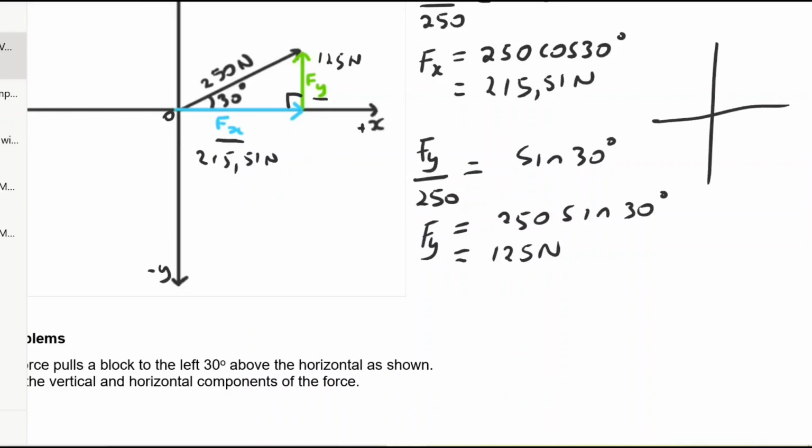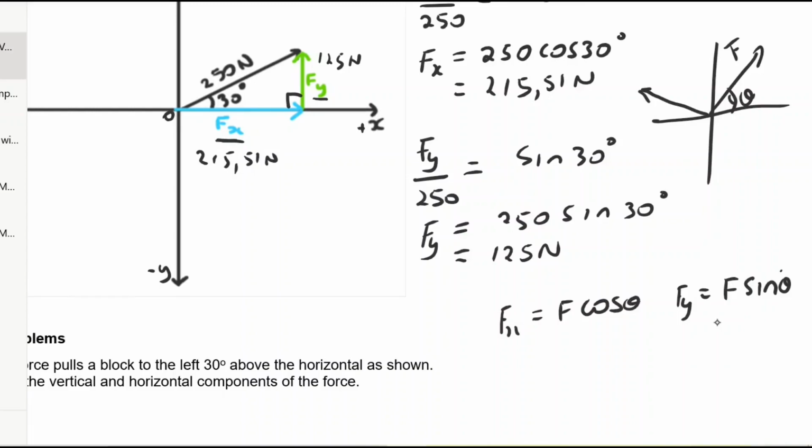Now note that if the given angle theta is between the horizontal and the force, Fx is going to be F cos theta, and Fy is going to be F sin theta. This is not going to apply if the given angle is between the vertical and the force, like this one here. So, let me repeat, if the angle given is between the vertical and the force, then we cannot apply these two formulae here.